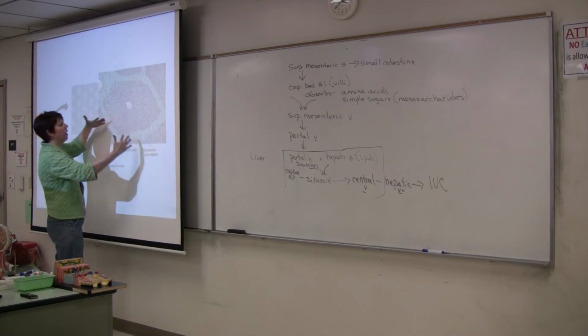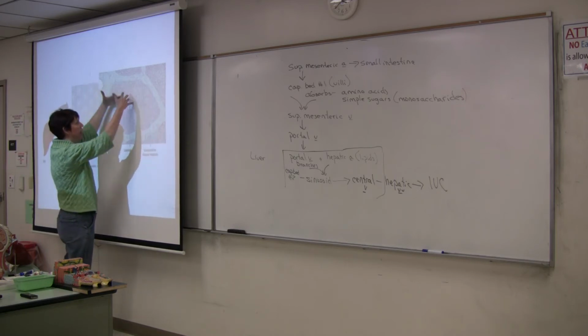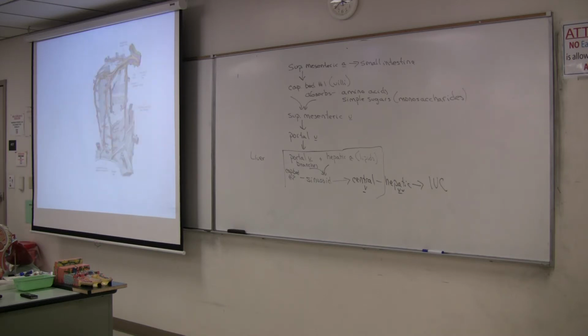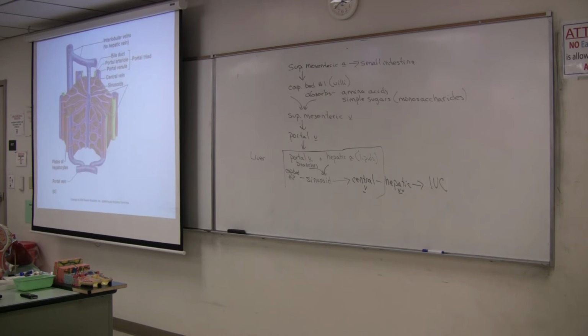So the blood flow is all in this direction from those combined vessels, and then the bile is in the opposite direction. Yes? Where does the bile come from? The bile is made by the hepatocytes. Okay, so the bile salts are released from those hepatocytes. This doesn't show the bile canaliculi, but it does show the bile ducts.